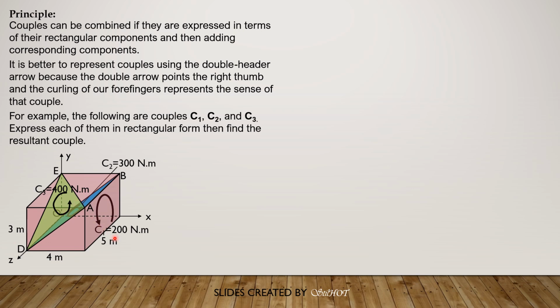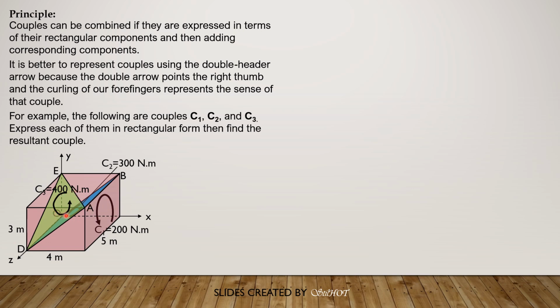So if you follow the curling of your four fingers, then your right thumb, perpendicular to the plane where couple 2 is acting, is directed in that direction. So the x component is negative while the y component is positive. In other words, this couple 2 has only two components, the x and the y components.